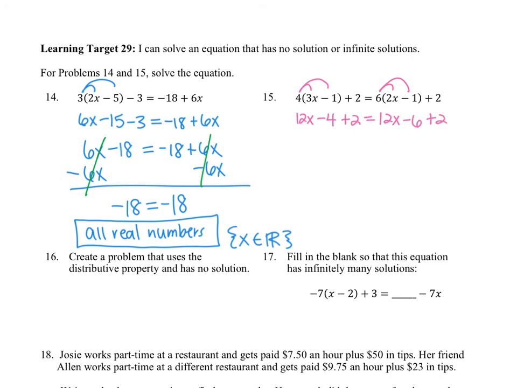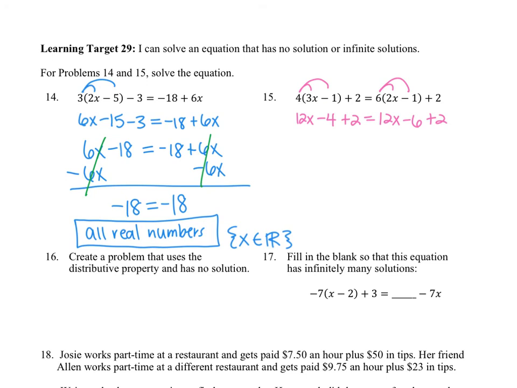So I want you to be careful because a lot of you might think that, oh, hey, there's 12x, there's 12x, there's a minus 1 and the 2, so this is all real numbers. Not so much. Because here we're multiplying 4 by negative 1. Here is 6 times negative 1. So please be careful. Do not try to conclude that it's all real numbers or no solution too early.